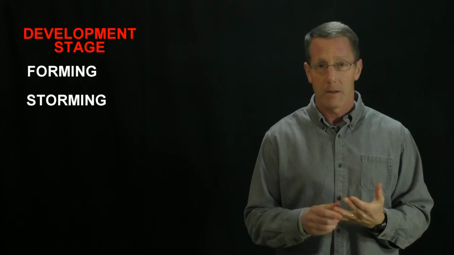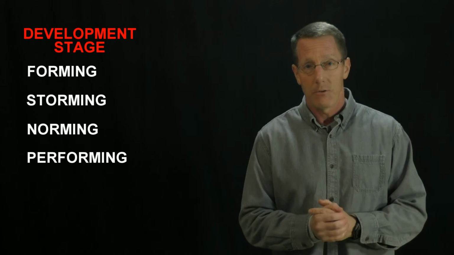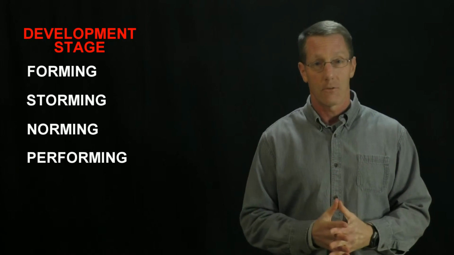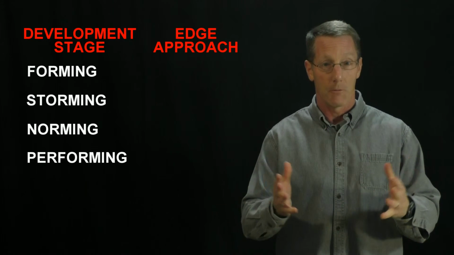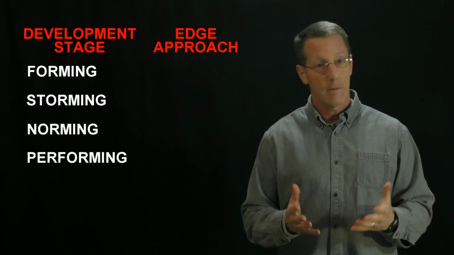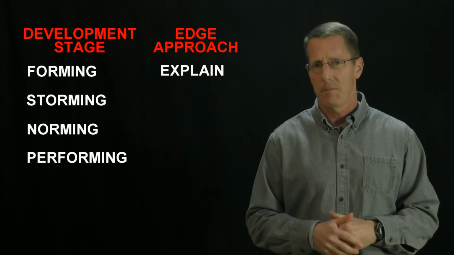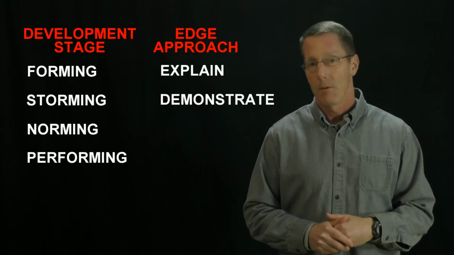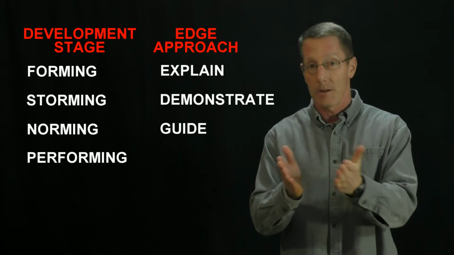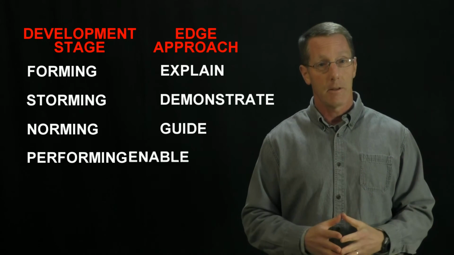When you think of your team in terms of the stages of forming, storming, norming, and performing, then it's easy to apply the four stages of the EDGE process to determine the leadership approach that will be most helpful to you. When they're forming, explain. As they start to storm, demonstrate, show them the way. When they begin to norm, guide their actions, and as they start performing, focus on enabling them to get the job done.